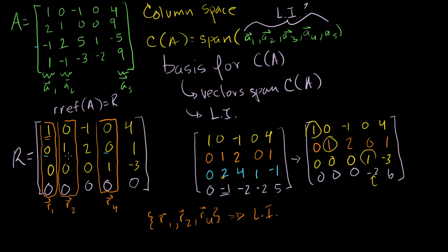When you put it in reduced row echelon form, it's very clear that any pivot column will be the only one to have 1 in that place. So it's very clear that these guys are linearly independent.